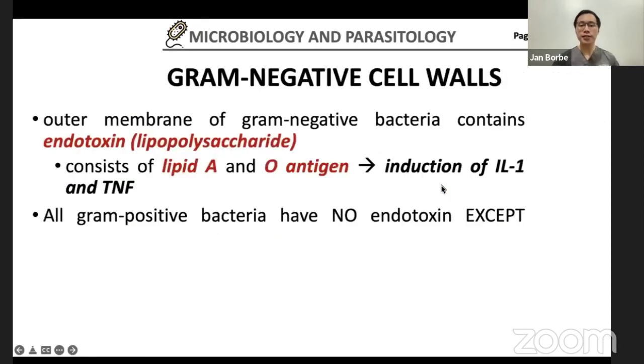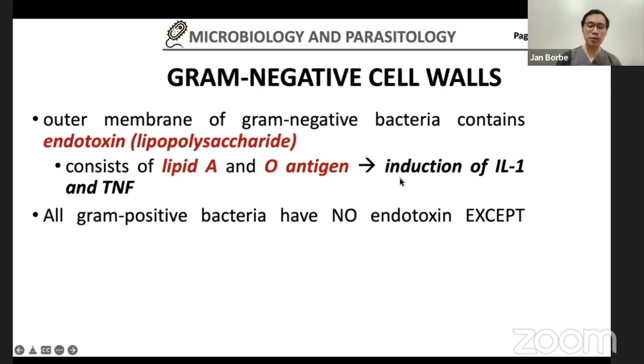Okay, so sa gram-negative cell walls, no, ano pa yung unique sa kanila? They have, sabi natin, di ba, they have the lipopolysaccharide, which consists of the lipid A and the O antigen. Why is this important? This actually contributes to the pathogenesis of the organism, okay? Because this one triggers induction of IL-1 and TNF, which accounts for the inflammatory response, di ba? You know that IL-1 is one of your cytokines during an inflammatory reaction. It accounts for the fever, yung mga symptoms na nakikita natin.